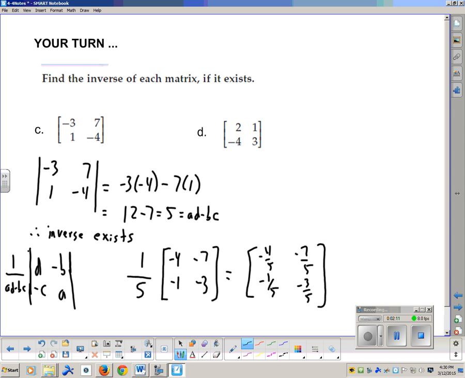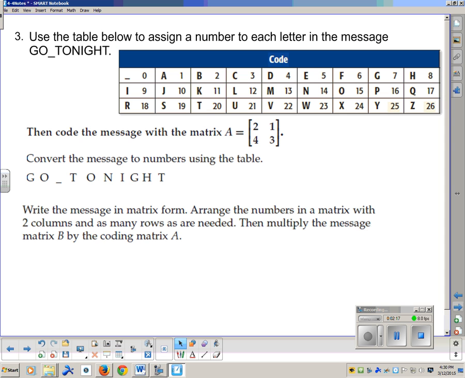And I'm not going to do letter D over there, just C. So I want to do this table here. We're supposed to use a table below to assign a number to each letter in the message go, and then there's an underscore tonight. If you look at this table of values, each of those letters and even the underscore over here has a value. The underscore here is 0, A is worth 1, B is 2, C is 3.